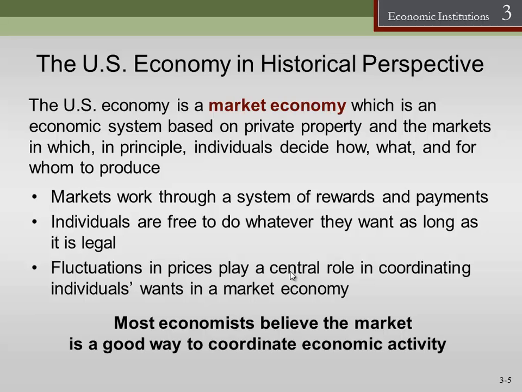Most economists believe the market is a good way to coordinate economic activity, for the most part. For most goods, most day-to-day interactions, the market works better than anything else we've come up with. There are a few exceptions, but mostly it works pretty well.